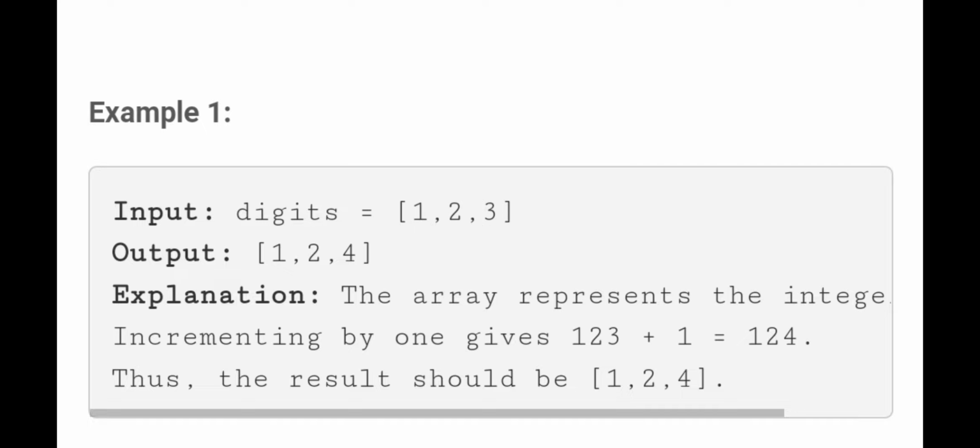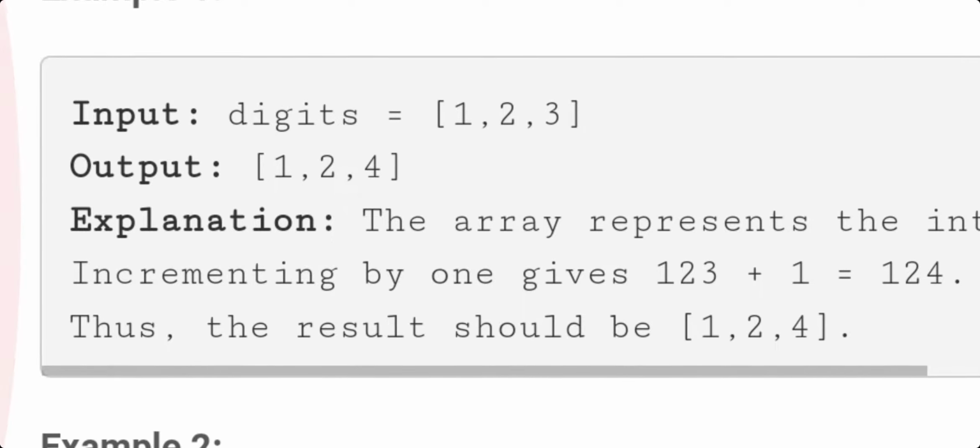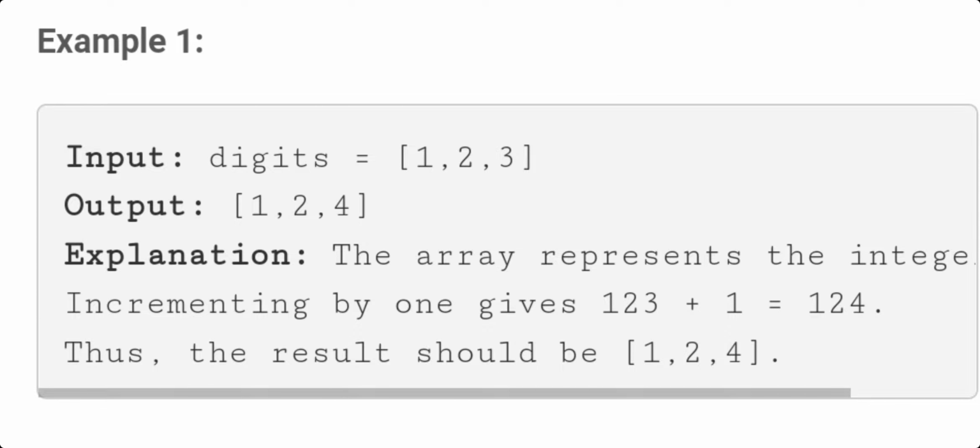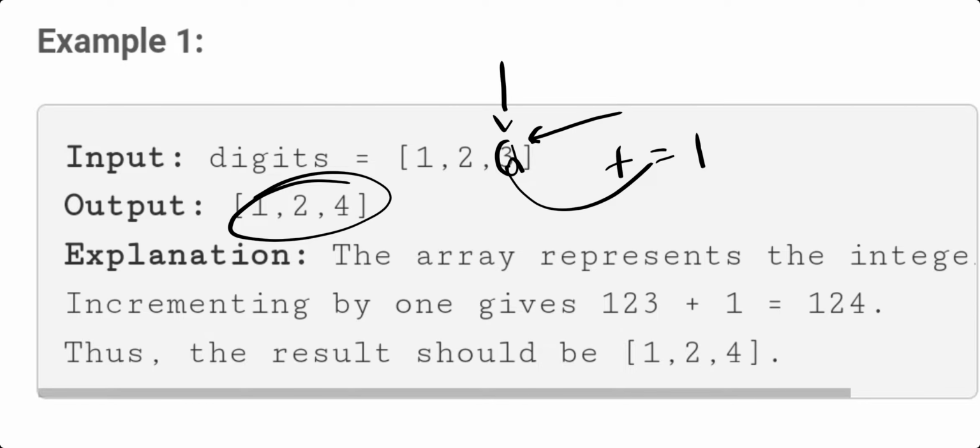So what is the brute force approach we can apply here? The first thing we can do is start from the end and add to the value. If this is 3, I'll access the last element, do plus equal to 1, store it here itself and then return the array. That's basically all.